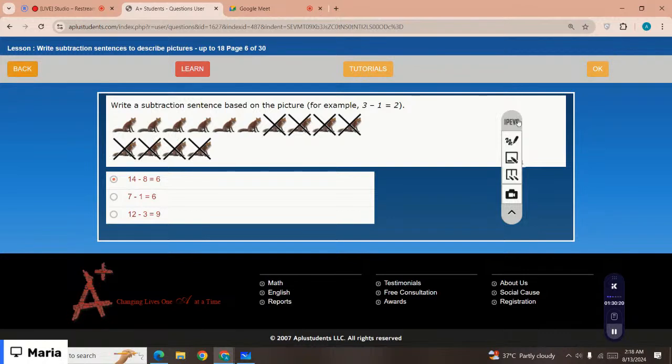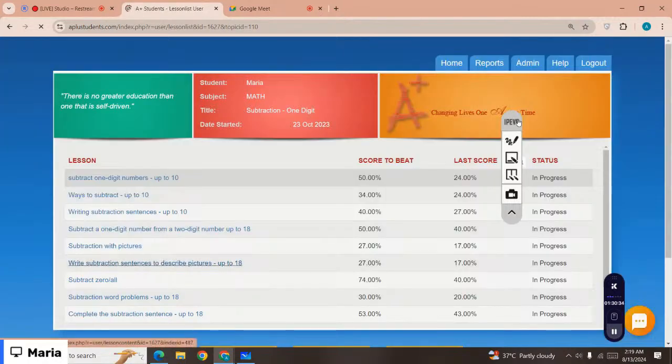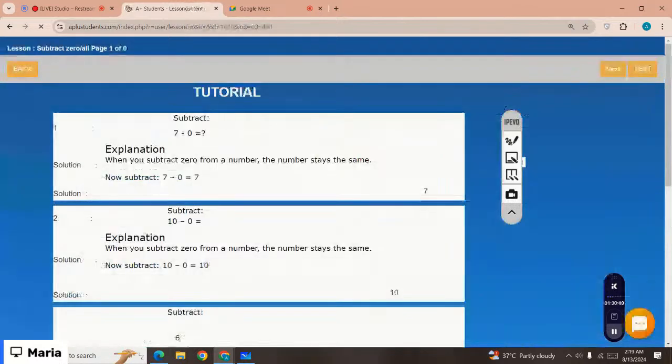Okay, you can complete the lesson by yourself later today. Let me just move on to the next lesson. The next lesson is subtract all or 0. So subtracting 0, right?